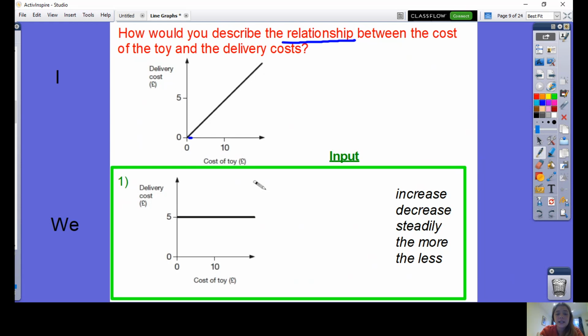On the x-axis, I can see the cost of the toy increasing. And as the cost of the toy increases, so too does the cost of delivery. For example, if I've got a low cost of toy, the cost of delivery is also low. But when I go to a high cost of toy, the cost of delivery is also high. So if I was describing this data, I would say, as the cost of the toy increases, so too does the cost of delivery. Both are increasing steadily at the same time.